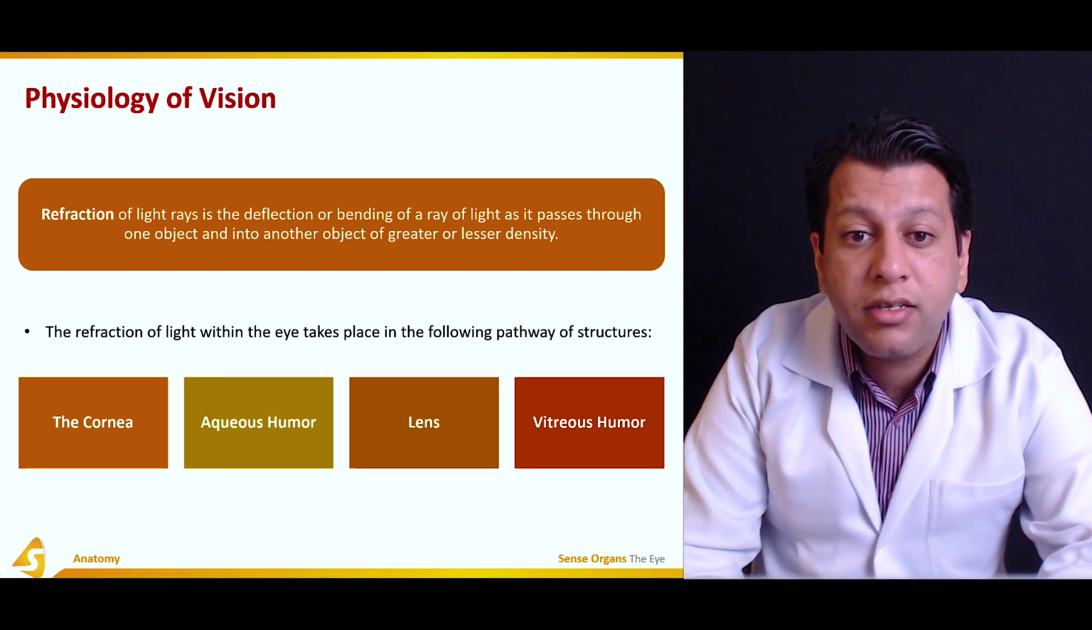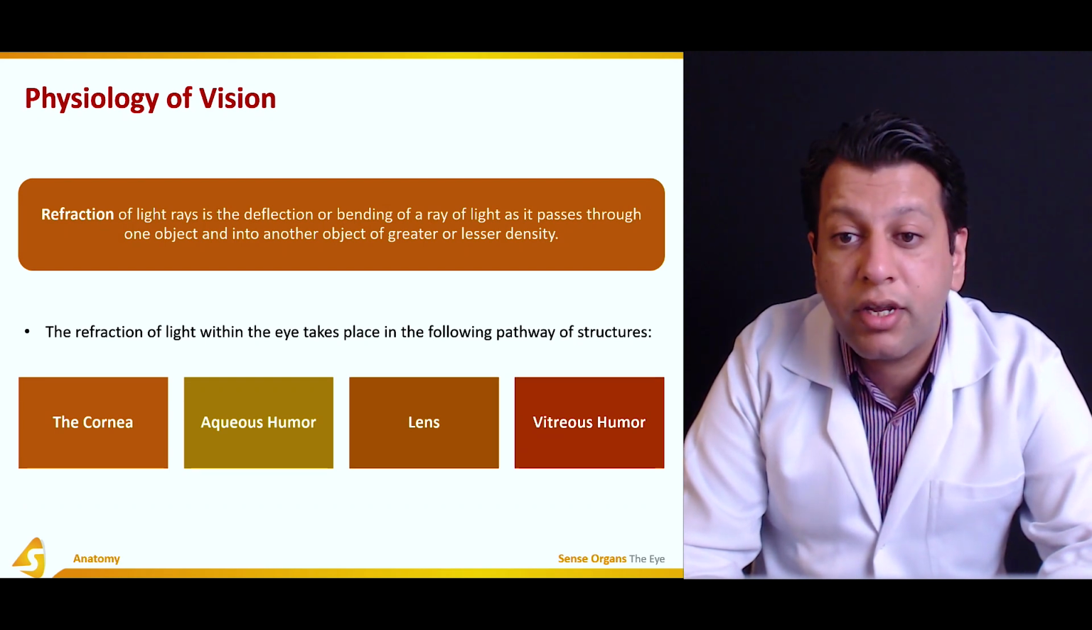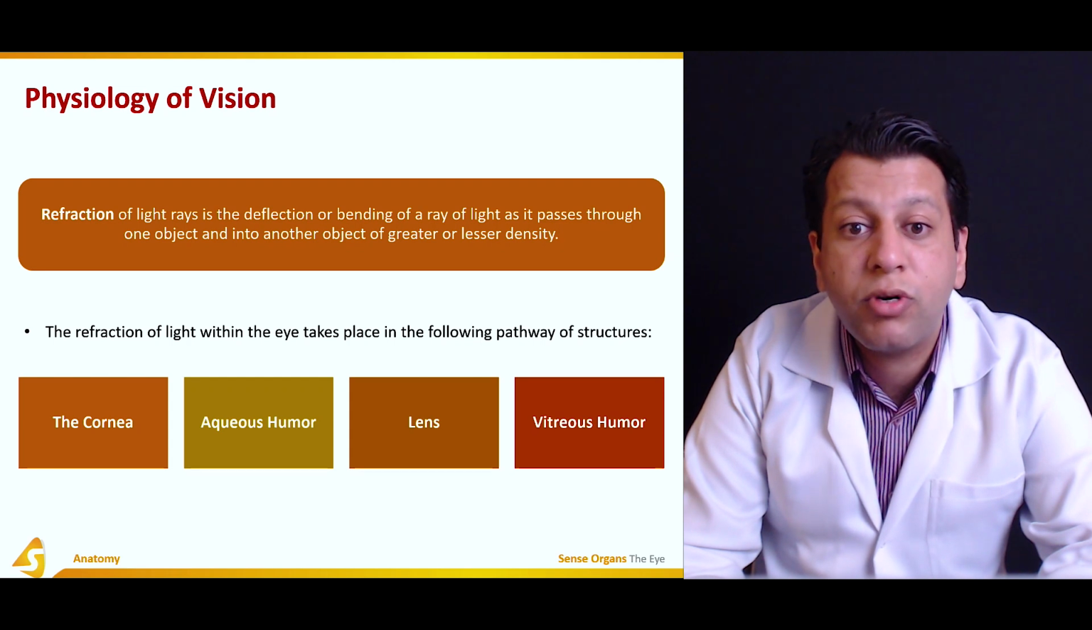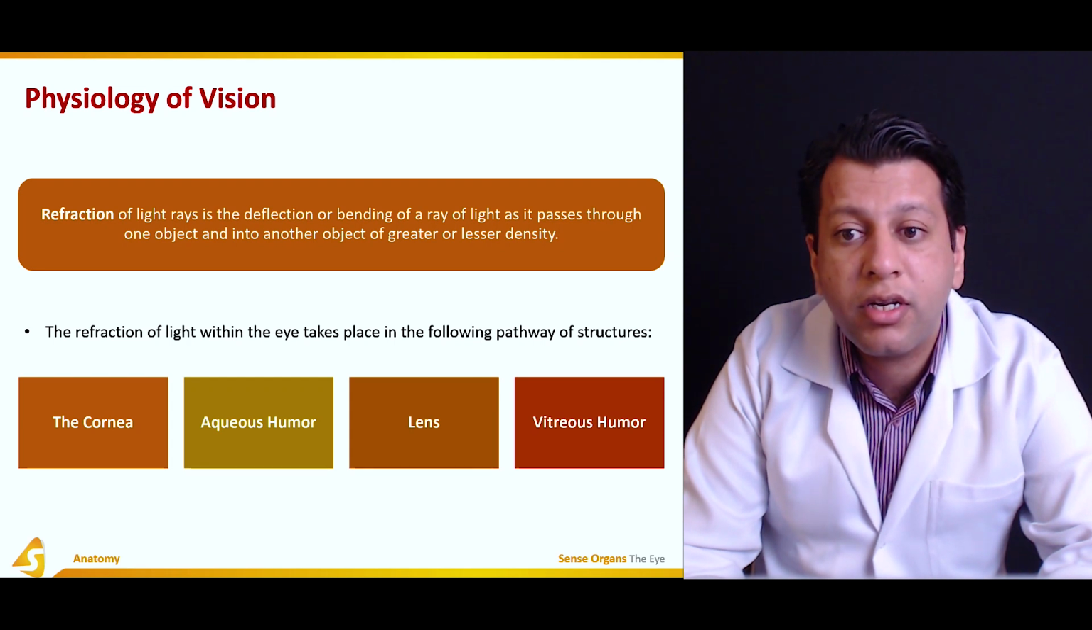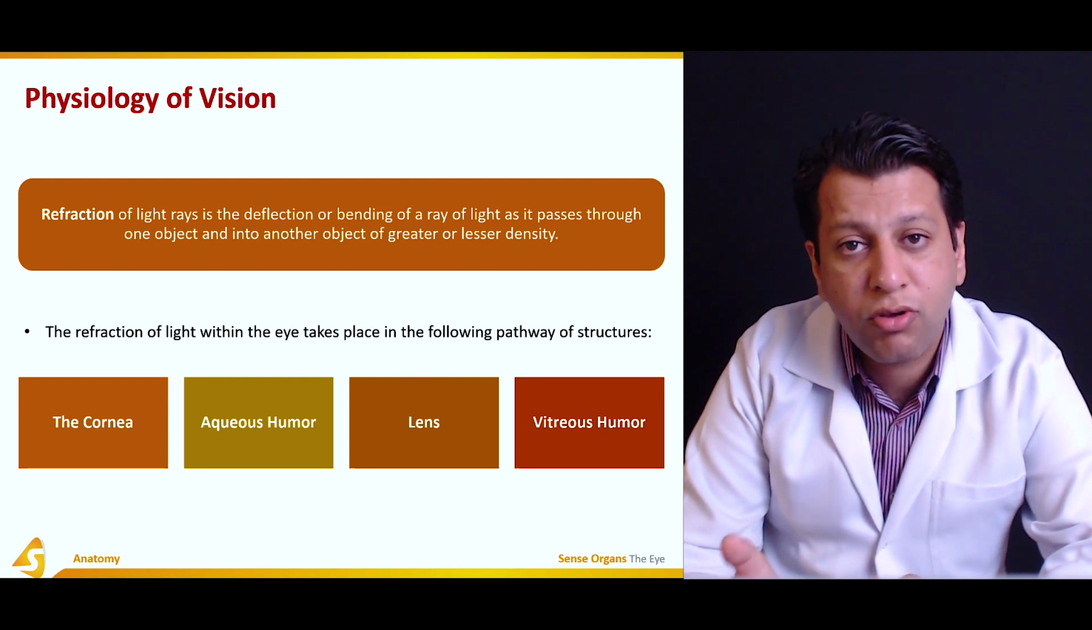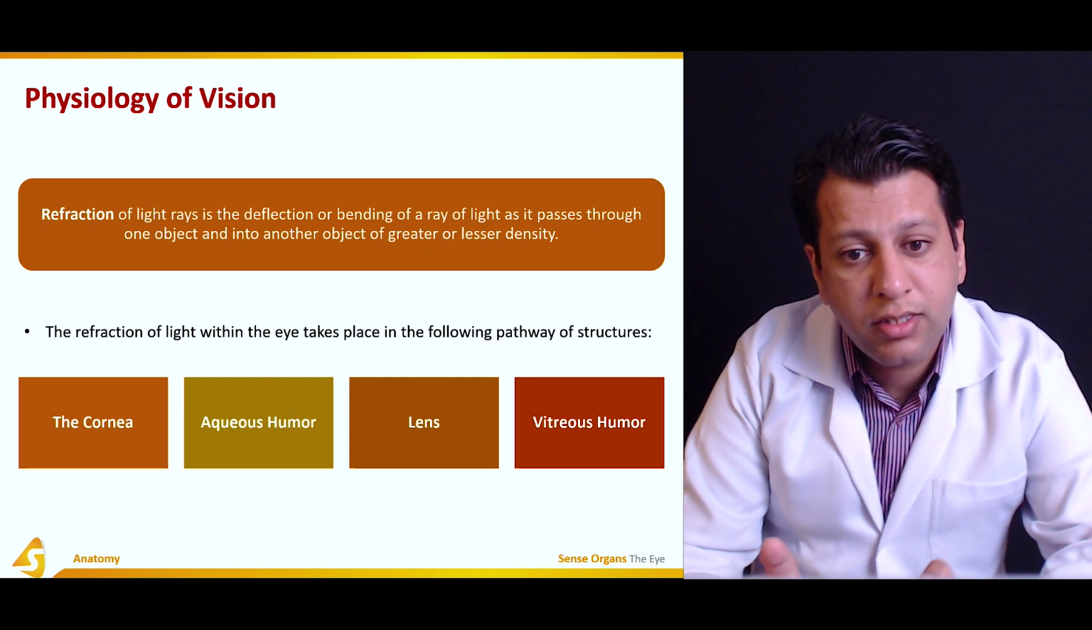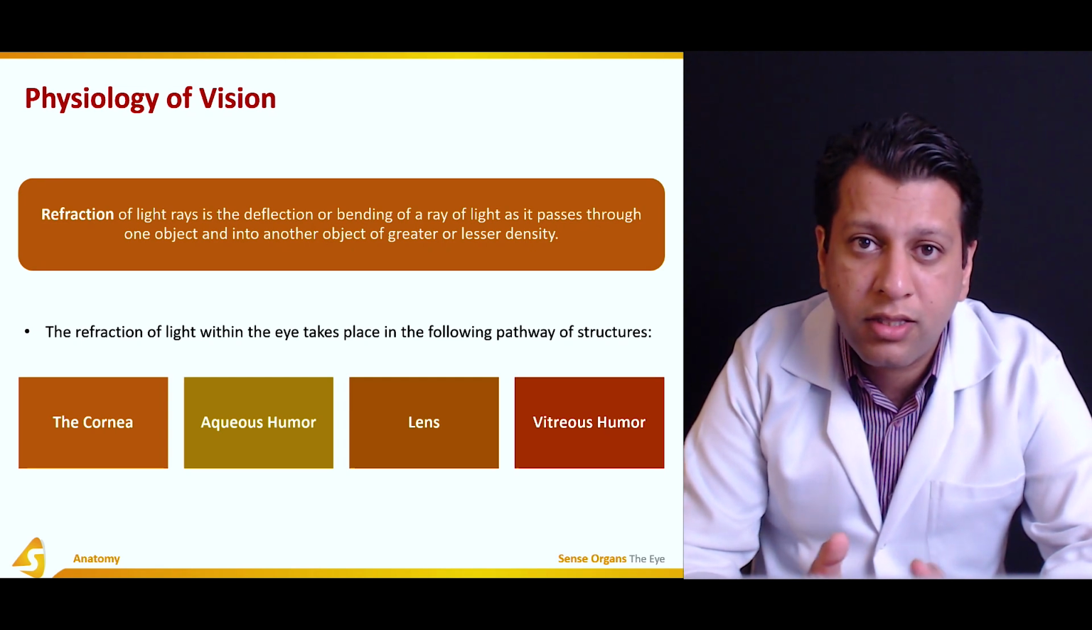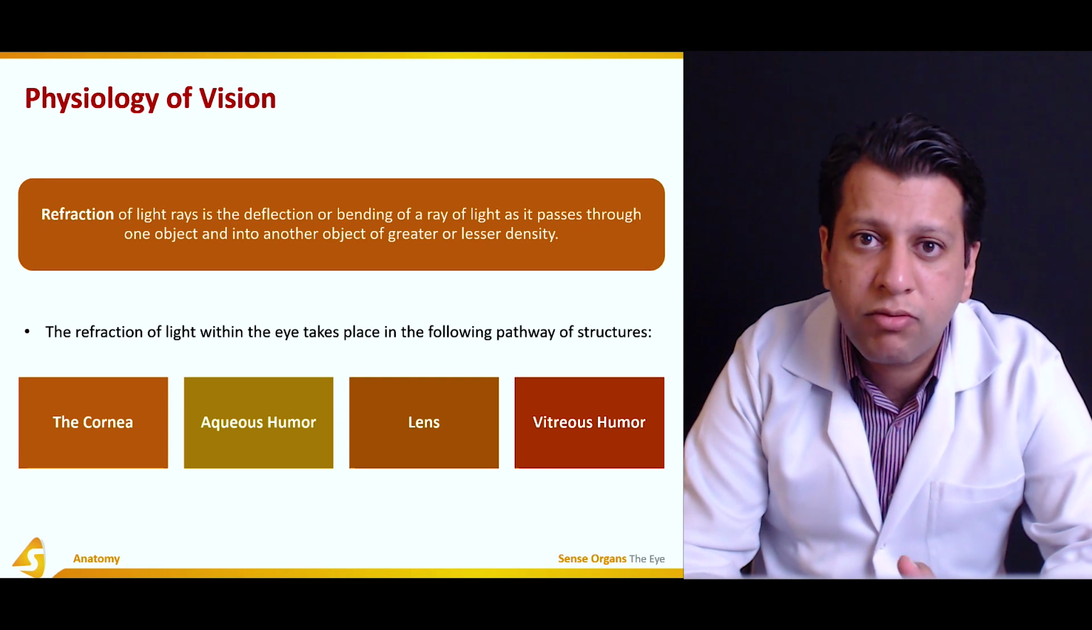Refraction of light rays is the deflection or bending of light as it passes from one object into another object of greater or lesser density. The refraction of light within the eye takes place in the following order. First it is always the cornea, then the aqueous humor, because again there is a density difference between the cornea and the aqueous humor.